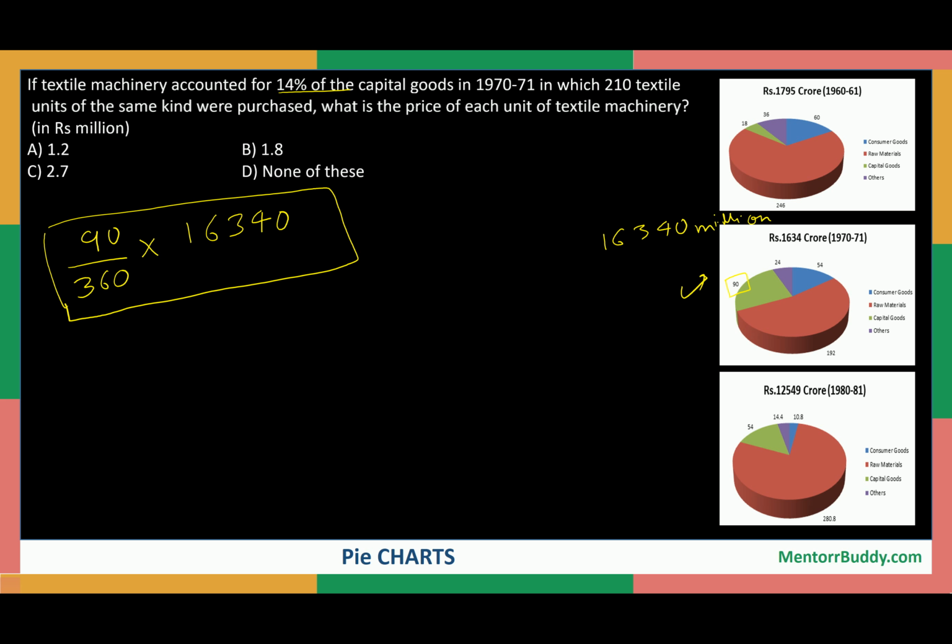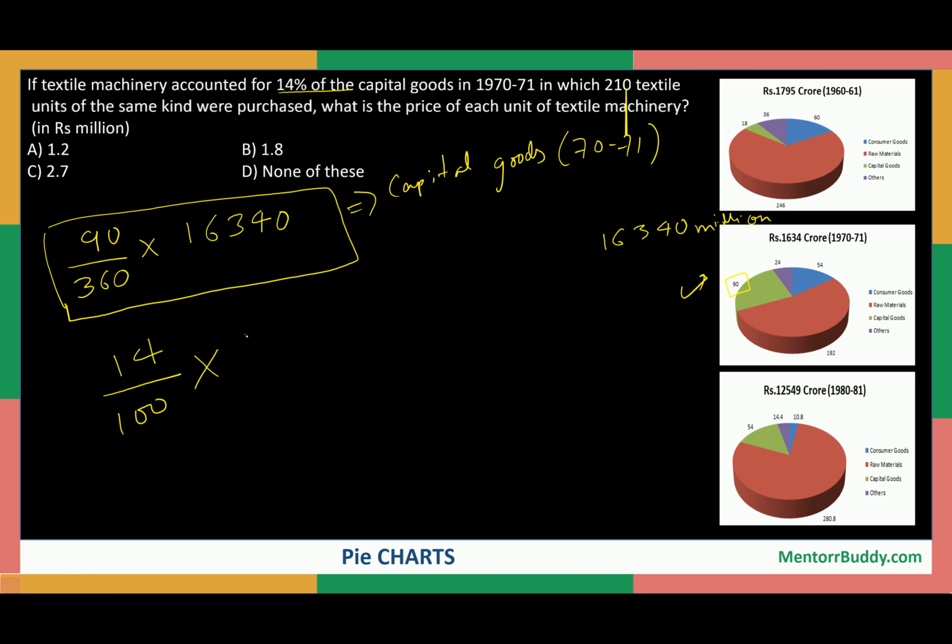This is the total capital goods for the year 7071, right? This total amount, and from this 14% is textile machinery. So what will be the value for textile machinery? That is 14% of this value. And how do we find 14% of this value? 14% of this value will be 14 upon 100 multiplied by this value.